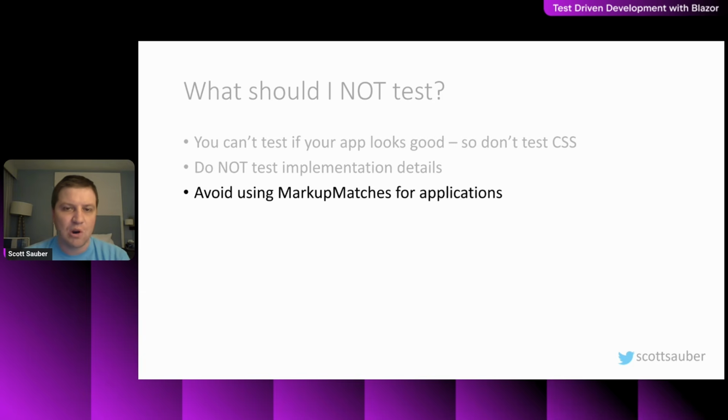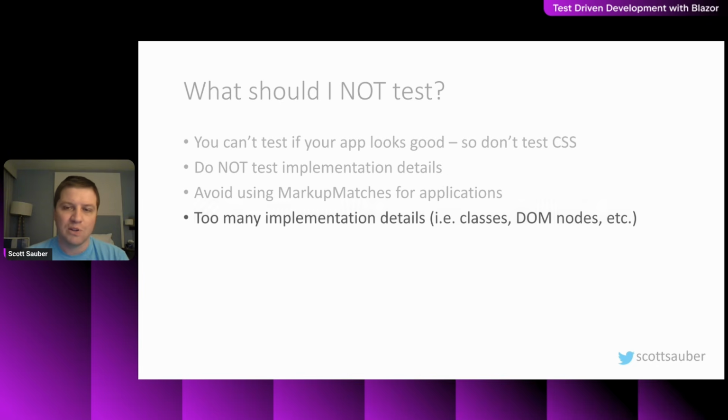I also avoid using markup matches because markup matches takes some block of HTML and asserts that that block of HTML is there, which can be problematic because you're leaking all those implementation details. Adding an attribute will break that test, even though your application is not broken from a user's perspective. Now, if you're creating a component library, maybe it makes sense to use markup matches because some people might be dependent on the way the markup is. But in general, if you're writing a Blazor application and not a component library, then I avoid using markup matches. There are just too many implementation details like CSS classes, what nodes you're using, all that kind of stuff.